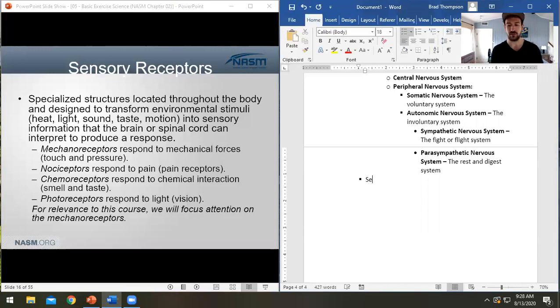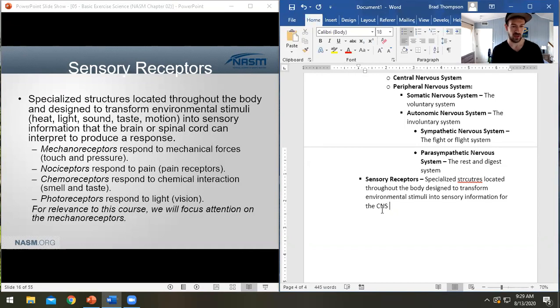But what sensory receptors are, they are specialized structures located throughout the body designed to transform environmental stimuli into sensory information for the brain. I'm just going to say for the central nervous system to interpret.